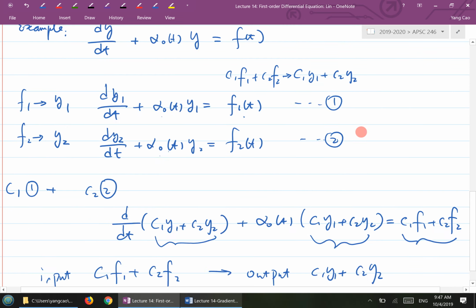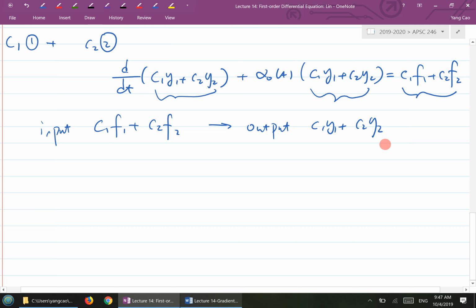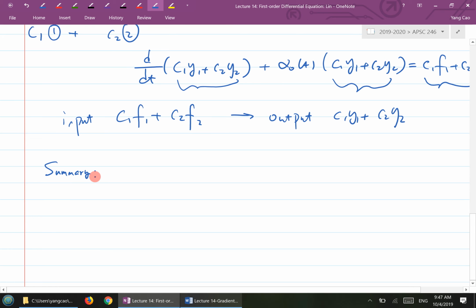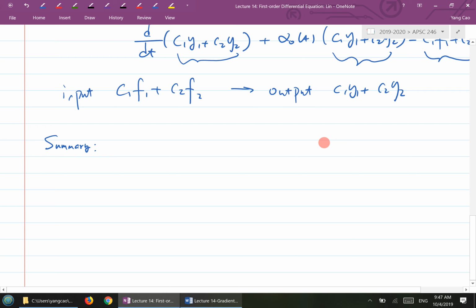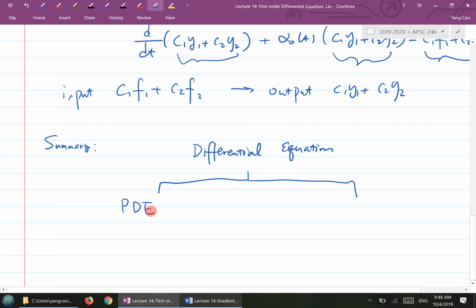Okay, so let me summarize a little bit, and then we'll carry on here. To summarize, we have different definitions, and this is essentially a tree, a different hierarchy in terms of differential equations. The top level is differential equation, which includes all the possible scenarios. And then you can branch out. One branch is the partial differential equation, and the other branch will be simpler ones, the ordinary differential equation.